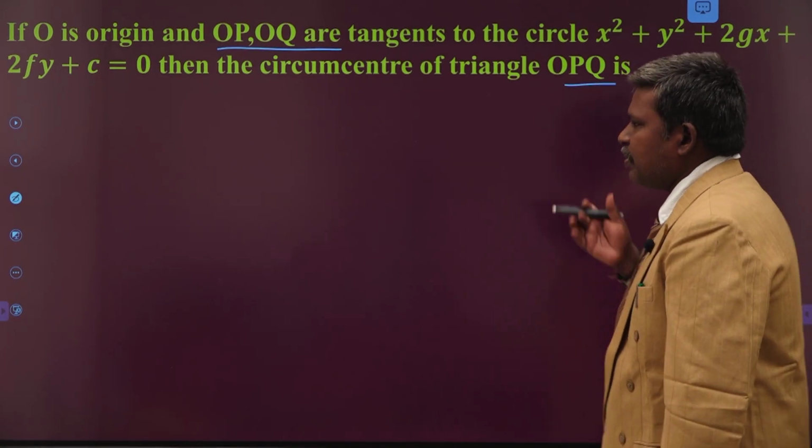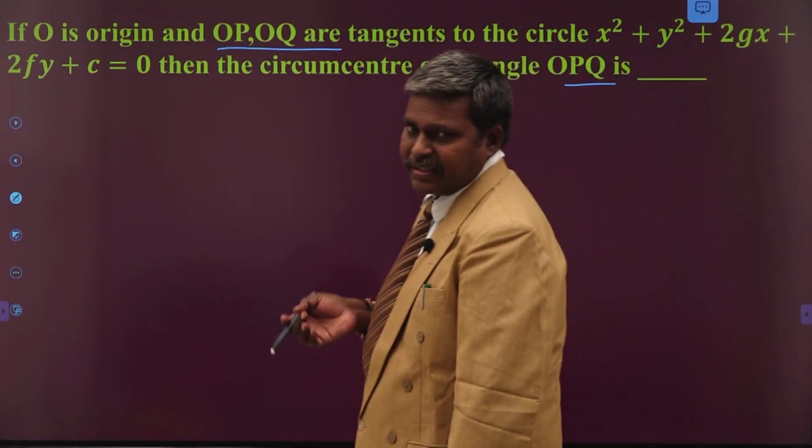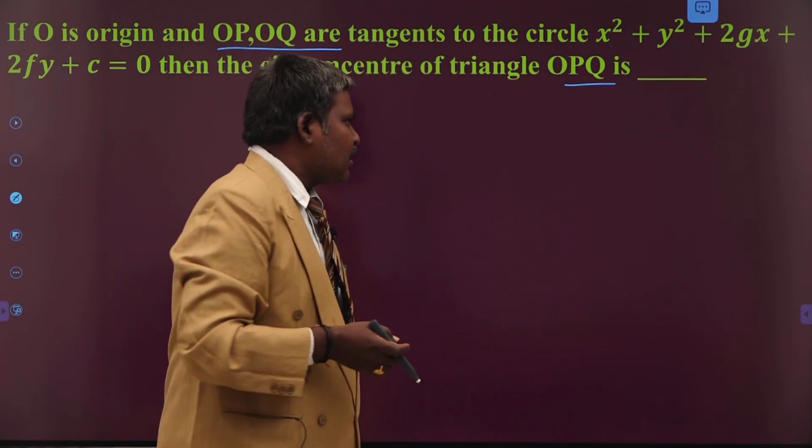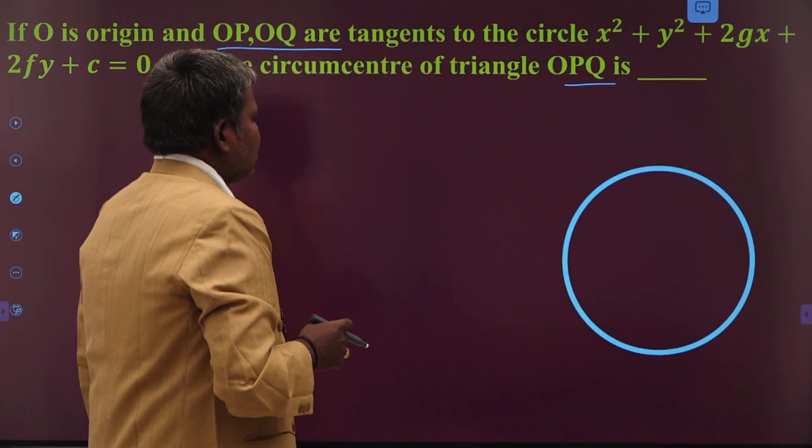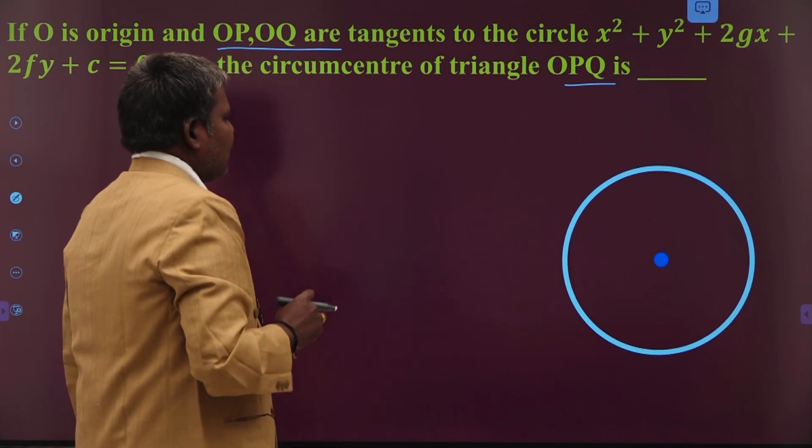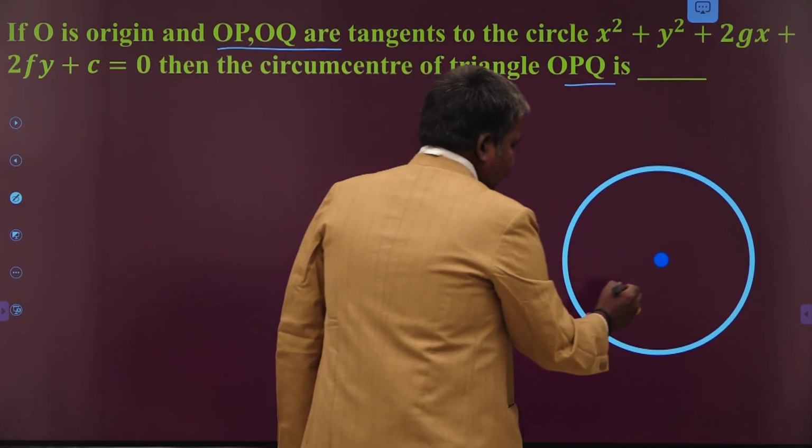What are P and Q? P, Q are the points of contact of the tangents to the circle. Let us draw the figure for this one. This is the circle. Its center is what now? (-g, -f).